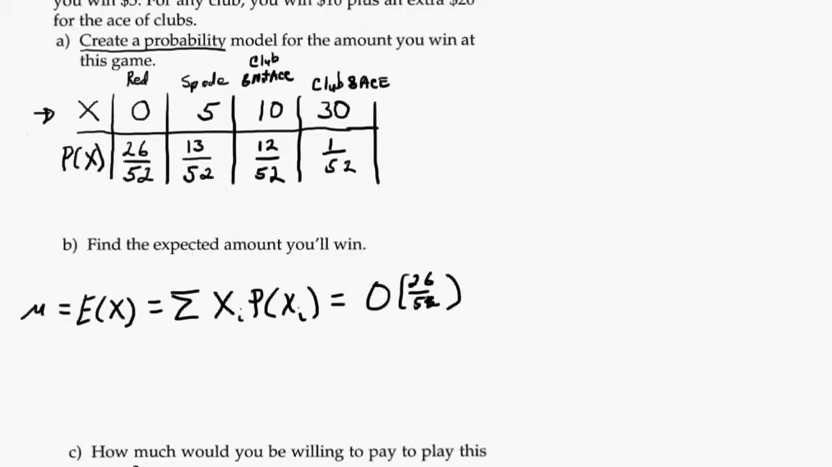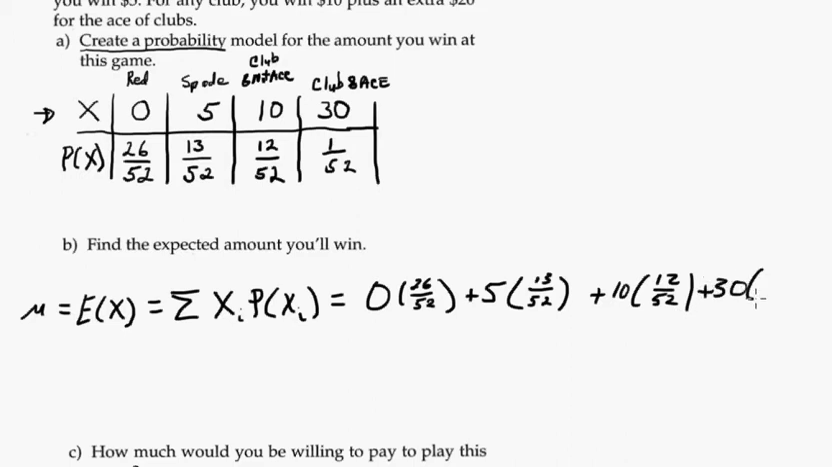I didn't like the looks of that. Let's just start all over. 0 times 26 over 52, plus 5 times 13 over 52, plus 10 times 12 divided by 52, plus 30 times 1 over 52. You can just punch that up in your calculator and you should get $4.13.